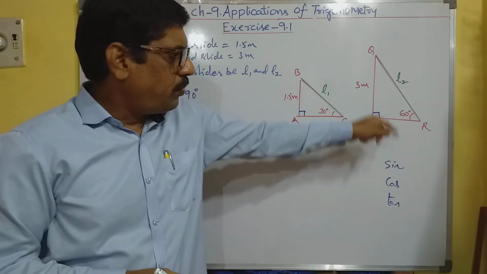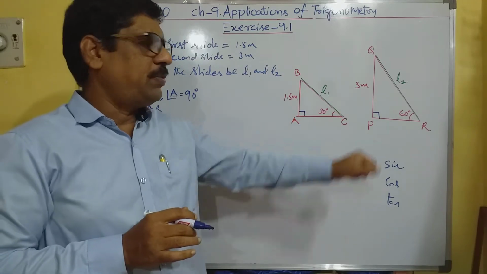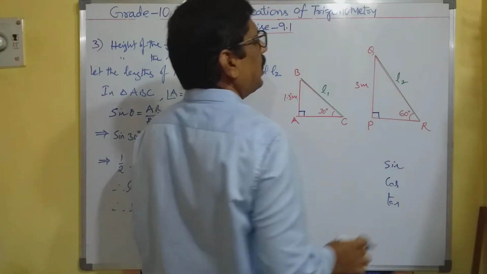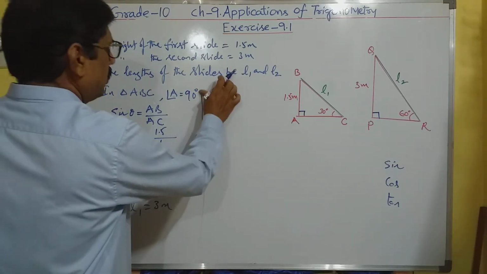Let us go with the second diagram. That is the slide which is meant for the elder children. Here we have taken the length of the slide as L2. That we need to find. Now, look at this.